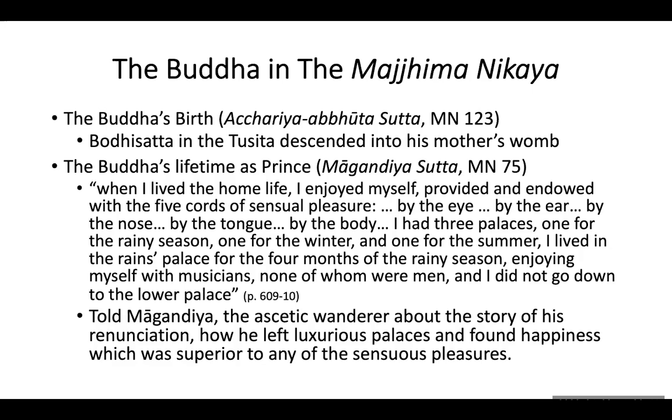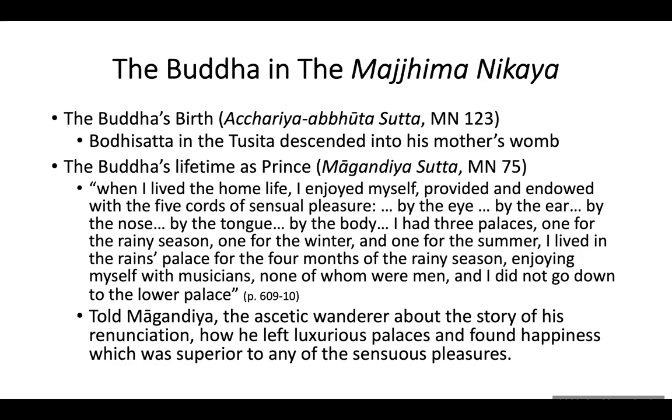So when I lived the home life means when the Buddha was a prince in the Shakya kingdom, the Buddha really was provided and endowed with the 5 cords of sensual pleasure, such as forms cognizable by the eye, sounds cognizable by the ear, odors cognizable by the nose, flavors cognizable by the tongue, tangibles cognizable by the body, that are connected with sensual desire and provocative of lust.